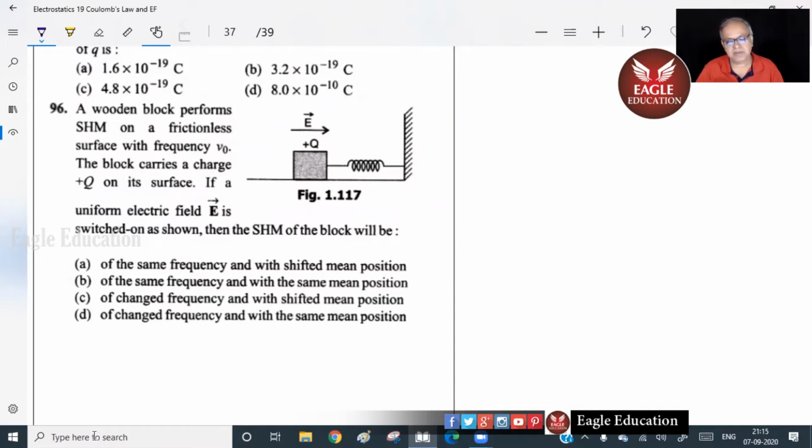This is a question we did, not exactly, the H.C. Verma question basically. A wooden block performs SHM on a frictionless surface with a frequency nu naught. The block carries a charge plus Q on its surface. If a uniform field E is switched on as shown, then the SHM of the block will be... Tell me.